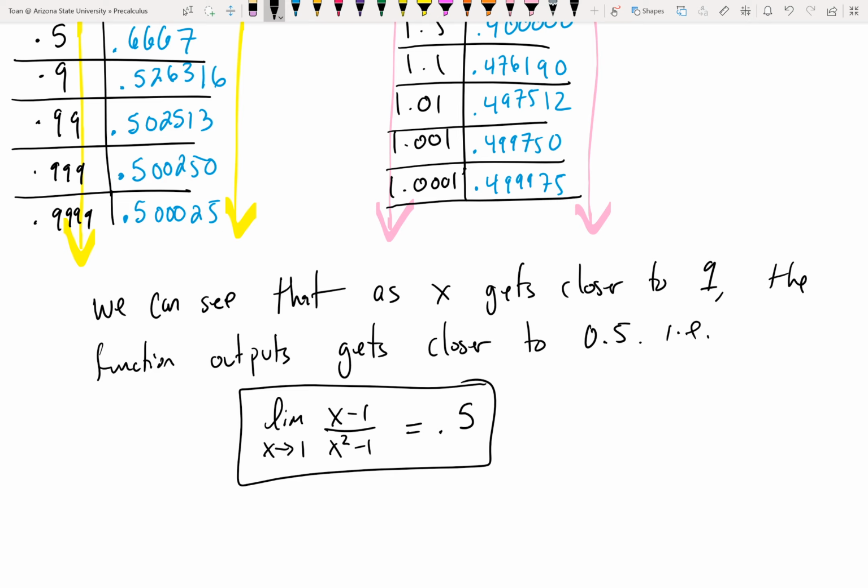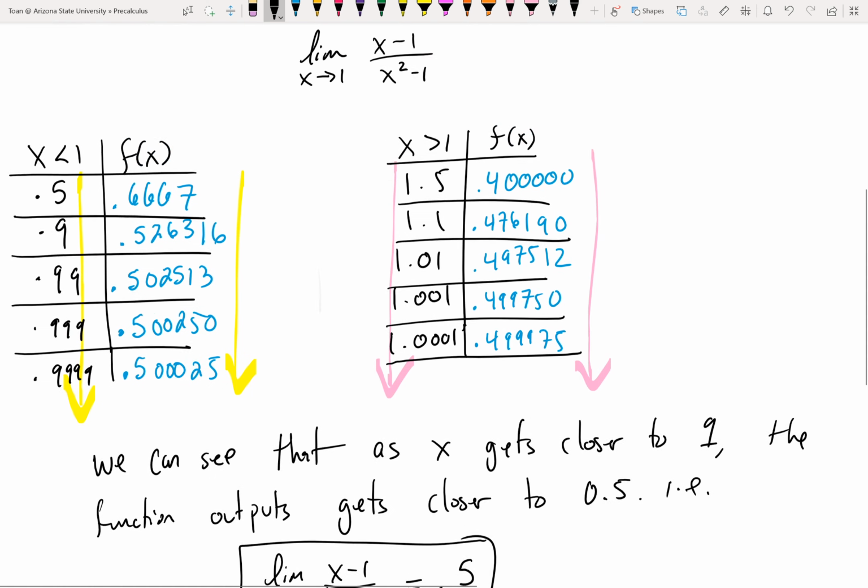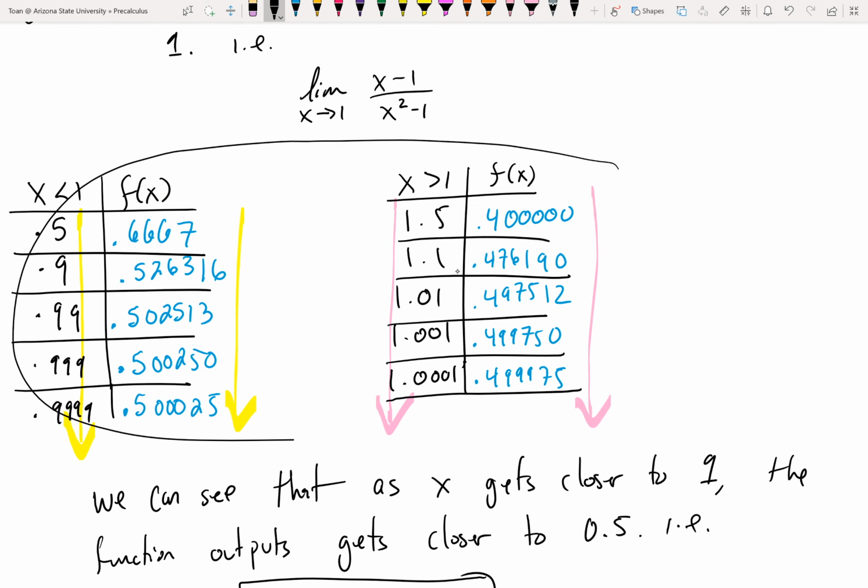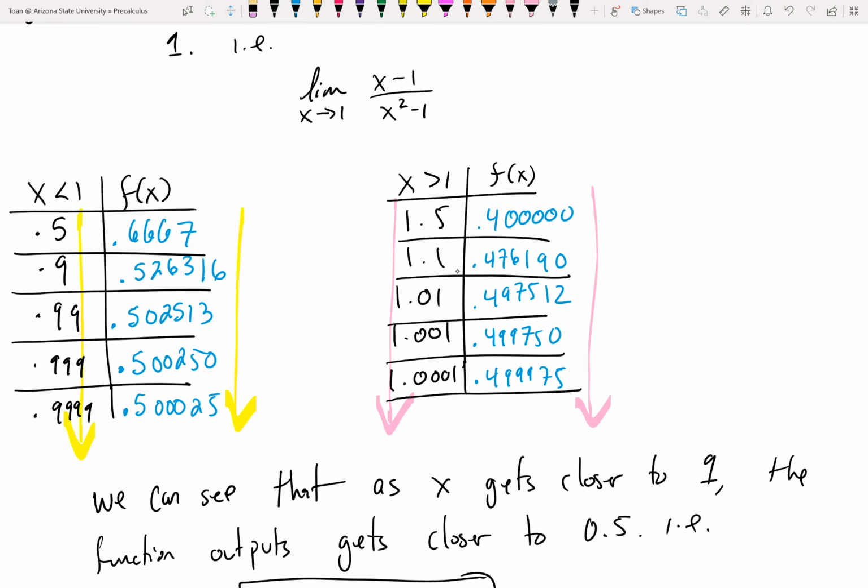A limit is just analyzing the behavior of a function around a particular x value. But we use the behavior around that particular x value to make a definitive statement about the behavior at that x value. Let me say it again. In this chart here, we didn't look at what happens when x equals 1. As a matter of fact, we couldn't. It's mathematically impossible to plug in x equals 1 in there and get a defined value.